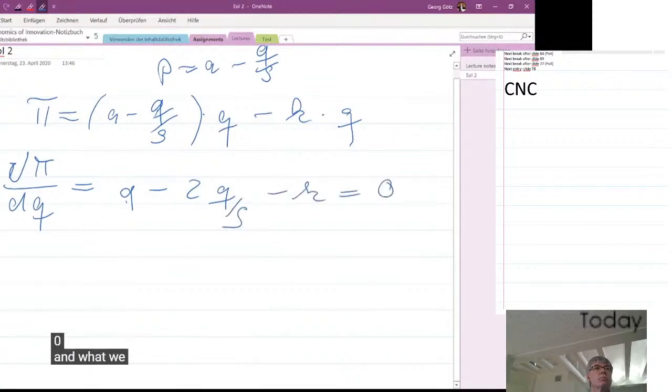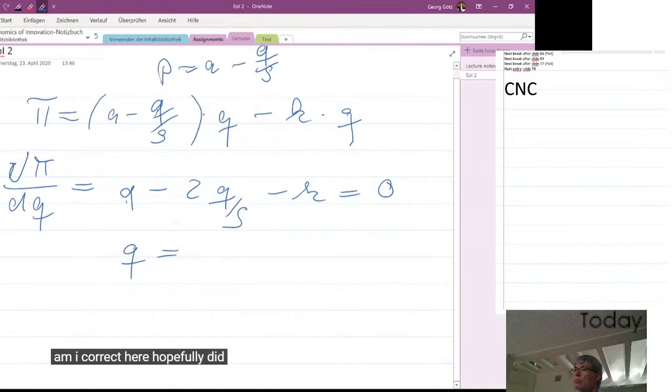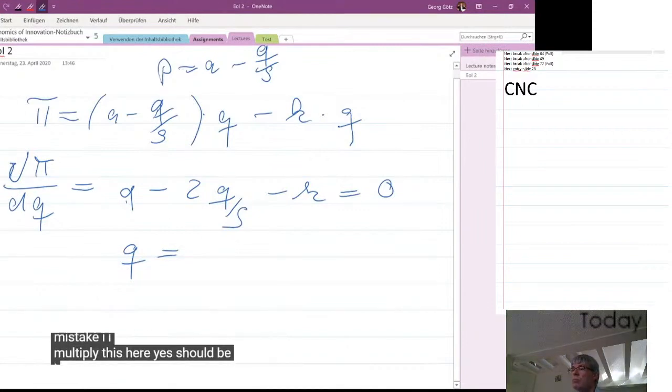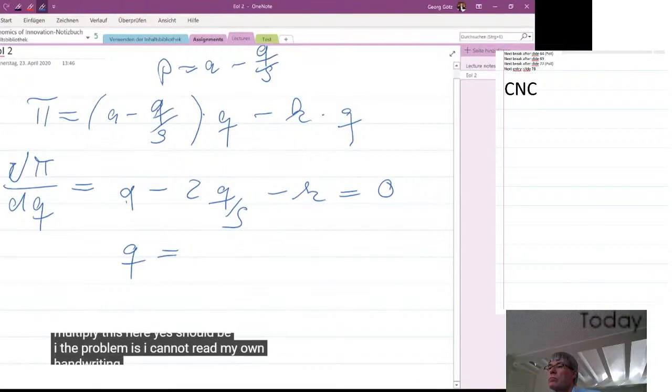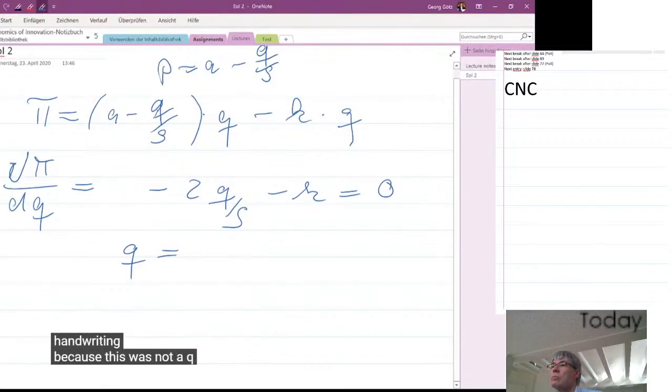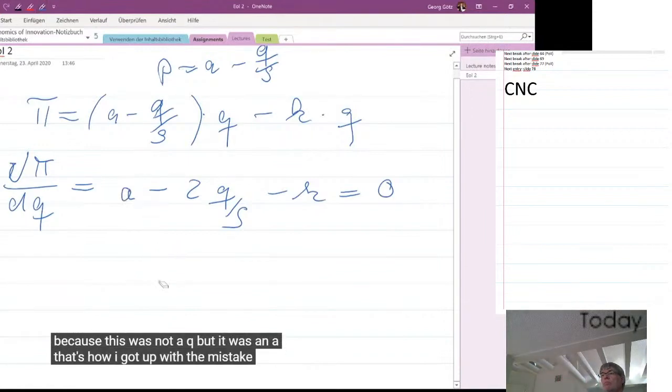And what we get then is that Q is equal to, am I correct here, hopefully? Did I make a mistake? I multiplied this here? Yes, should be. The problem is I cannot read my own handwriting, because this was not a Q, but it was an a. That's how I ended up with the mistake here.